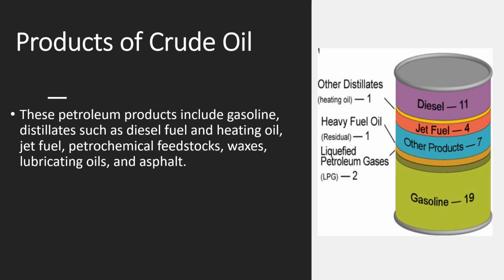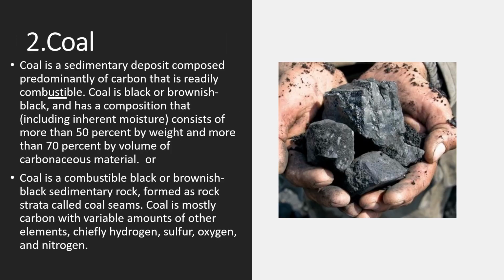Coal is a fuel which is a sedimentary deposit composed predominantly of carbon that is readily combustible. Coal is black or brownish black, and has a composition that, including inherent moisture, consists of more than 50% by weight and more than 70% by volume of carbonaceous material. Coal is a combustible black or brownish-black sedimentary rock, formed as rock strata called coal seams.